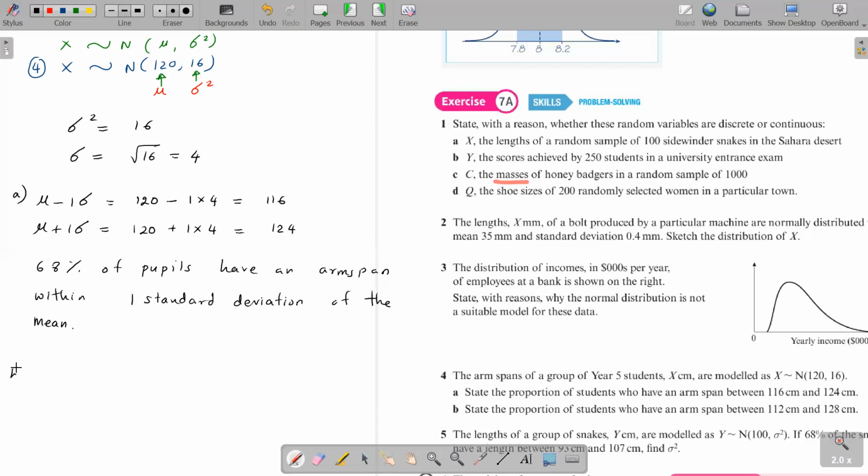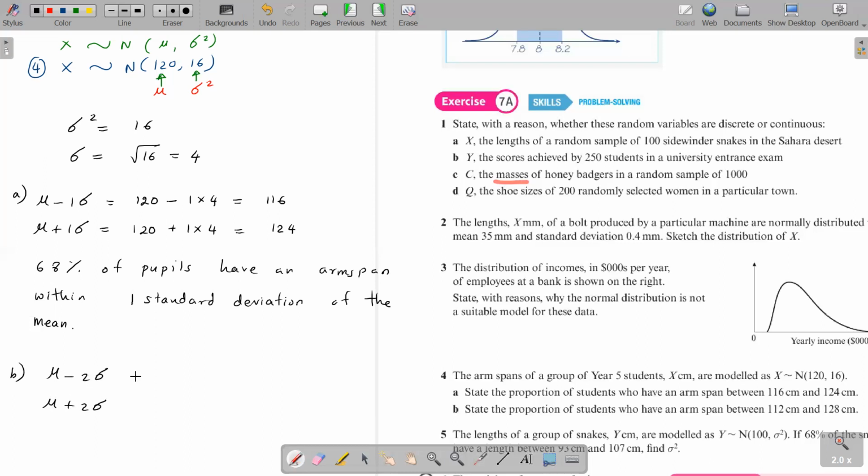Part B. State the proportion of students who have an arm span between 112 and 120. I think you can see the range just became large, right? Previous was 116 to 124. Now it became 112 to 120. You can see both sides. The range has, I mean, 116 has dropped to 112, 124 has dropped, has increased to 120. The range has increased. So maybe we could try with mu minus 2 sigma and mu plus 2 sigma.